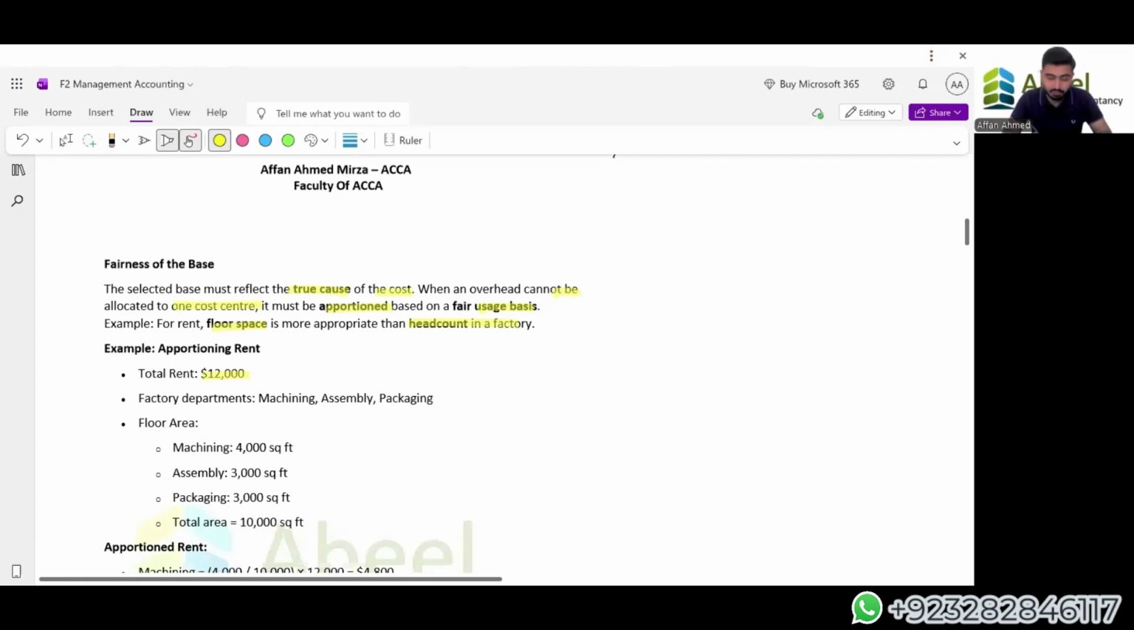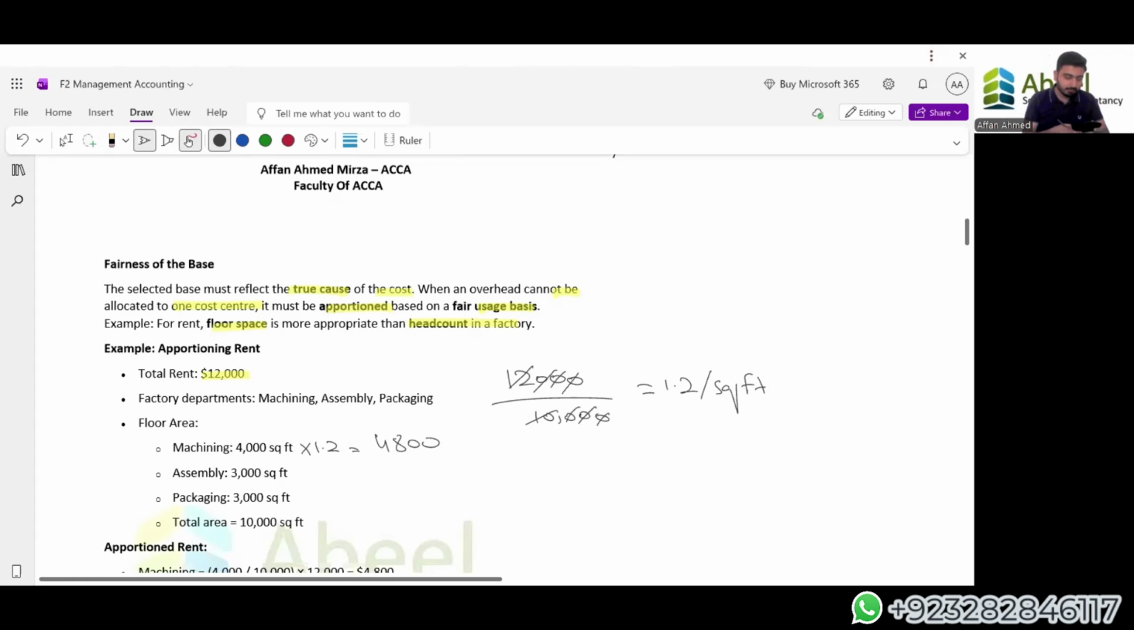Now, if I have to apportion the rent, what will I do? I have two techniques here. First, identify the per square feet rent. So I have a total rent of 12,000 and my total space is 10,000, right? So 1.2 is the rent per square feet, right? Now, if one department consumes 4,000 square feet, I will multiply it by 1.2, right? So 4,000 into 1.2 gives me 4,800. This is the share of the cost that is going to be assigned to machining.